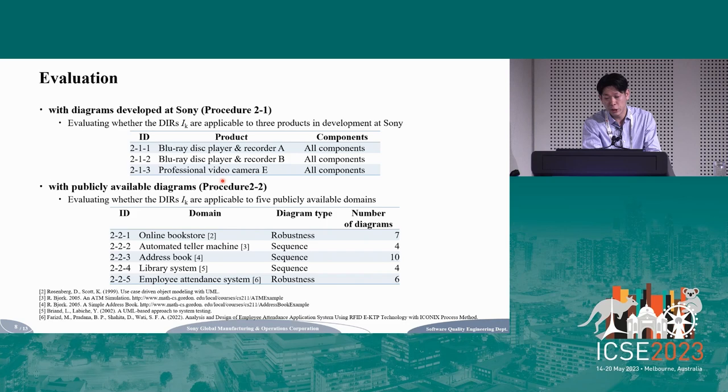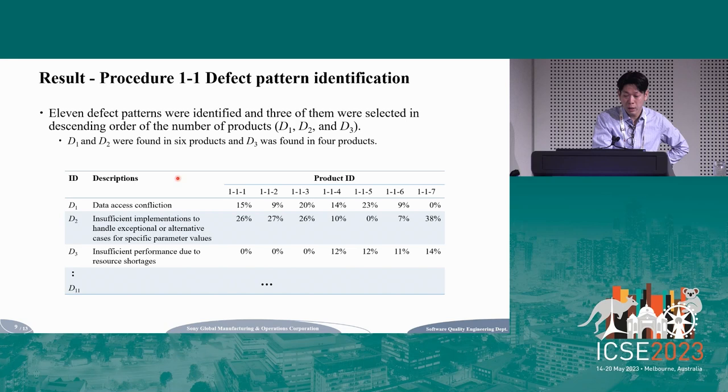Next, let me explain the results of each analysis procedure. In procedure 1-1, 11 defect patterns were identified. Afterward, we selected three of them with the largest number of applicable products. Defect patterns D1 and D2 were found in six products, and D3 were found in four products.